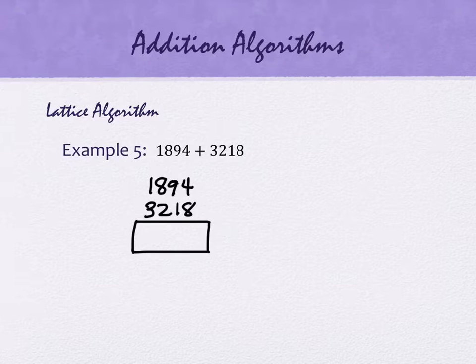The box needs to be split into 4 columns because we're adding 2 4-digit numbers. Okay? So if you were adding 5-digit numbers, you'd have a box that's 5 columns wide. If you're adding 3-digit numbers, you'd only need 3 digits wide. And then you're going to split the box along the diagonals from the bottom left to the top right.